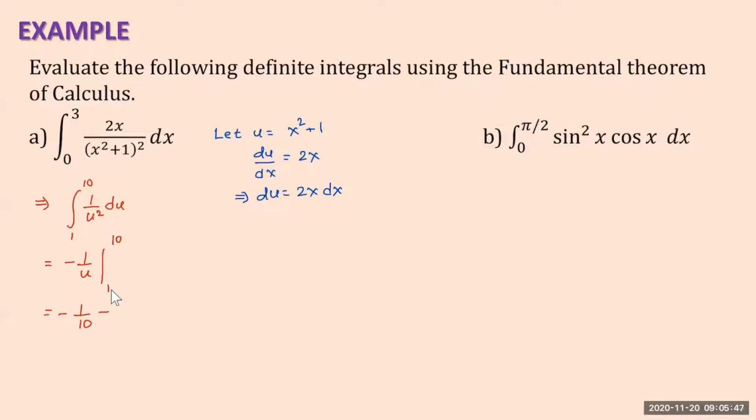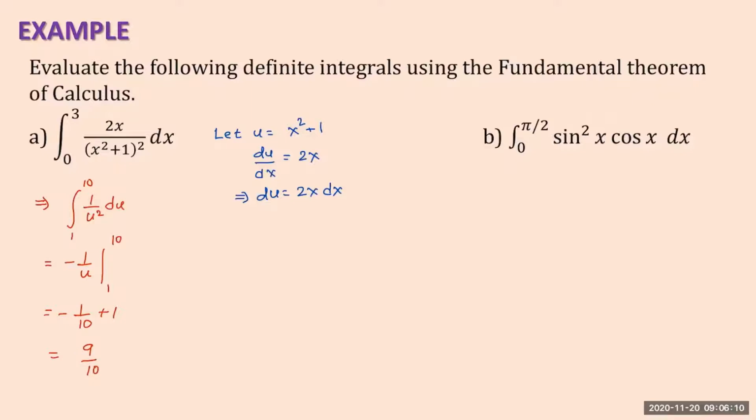If I plug in the lower value 1, it will be 1 over 1, which is 1, with the negative sign in front, that is negative 1. So I'm subtracting a negative 1, which is the same as adding 1. Now we have 1 minus 1/10, which is 9 over 10. That is the result for the first part.